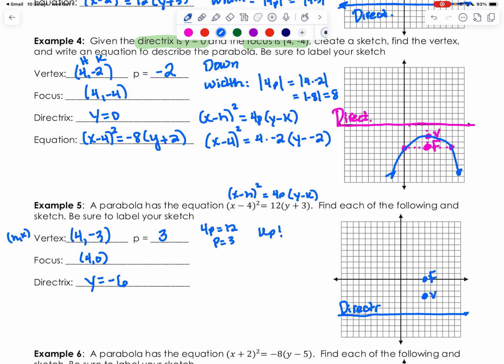Now, the only thing left to do is to find the width, so we can create our sketch. Remember, our width is 4p, so we already know this width in this problem is 12. So from our focus, I want to go to the right 6, 1, 2, 3, 4, 5, 6, and to the left 6, 1, 2, 3, 4, 5, 6. All right. And I want to sketch. And there's our parabola.